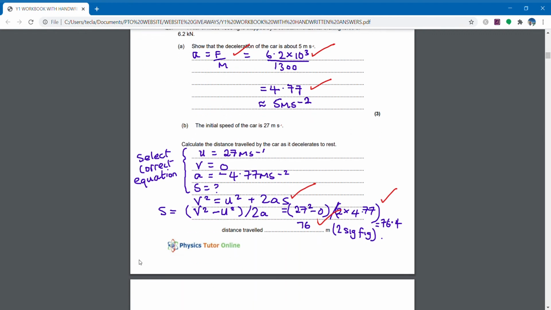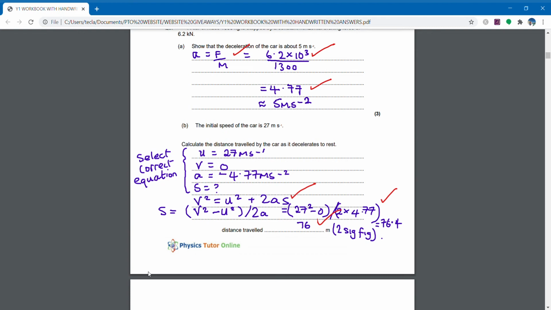Part B, initial speed given as 27 meters per second. Calculate the distance travelled by the car as it decelerates to rest. So it is going to be a Suvat equation, but which one? So we're given U, 27, V will be 0, at rest the final velocity will be 0. A equals minus 4.77, just calculated that, and we were asked to find S. So an equation with U, V, A and S in it. V squared equals U squared plus 2AS would be suitable.